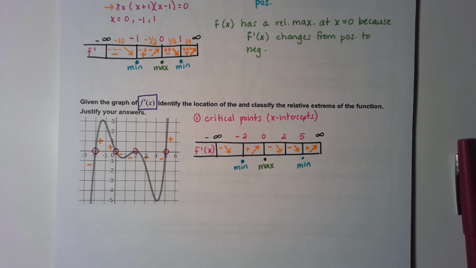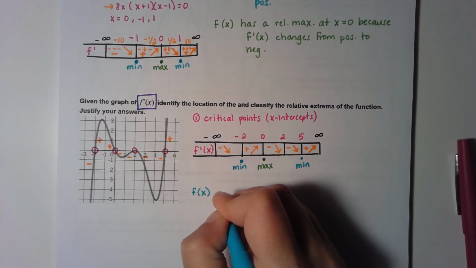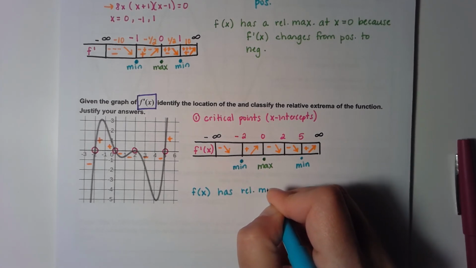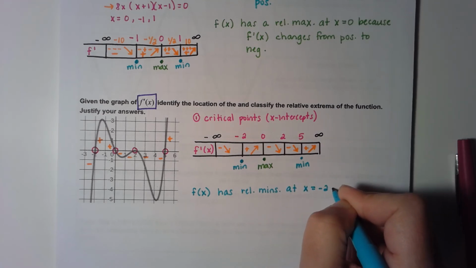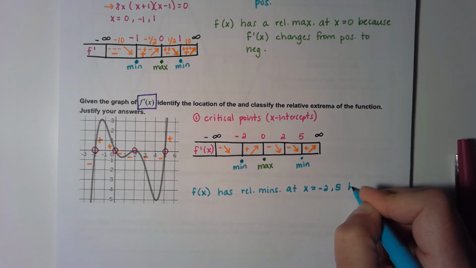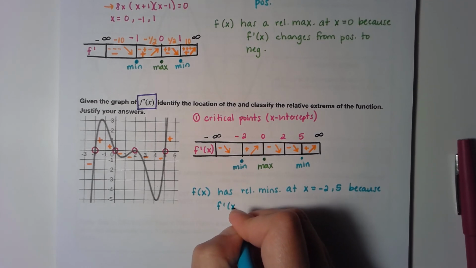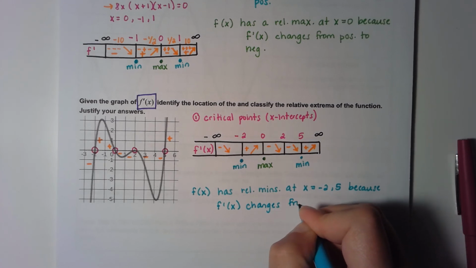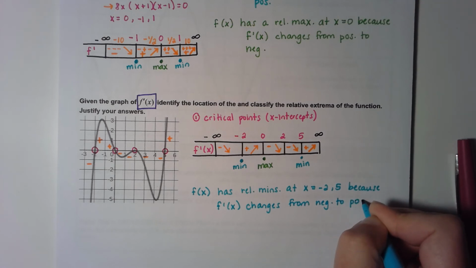Now, all that we have left to do is list our information in a neat and organized way. So we would say that f of x, the original function, has a relative min at x equals negative 2 and positive 5 because the derivative, which is f prime, changes from negative to positive there.